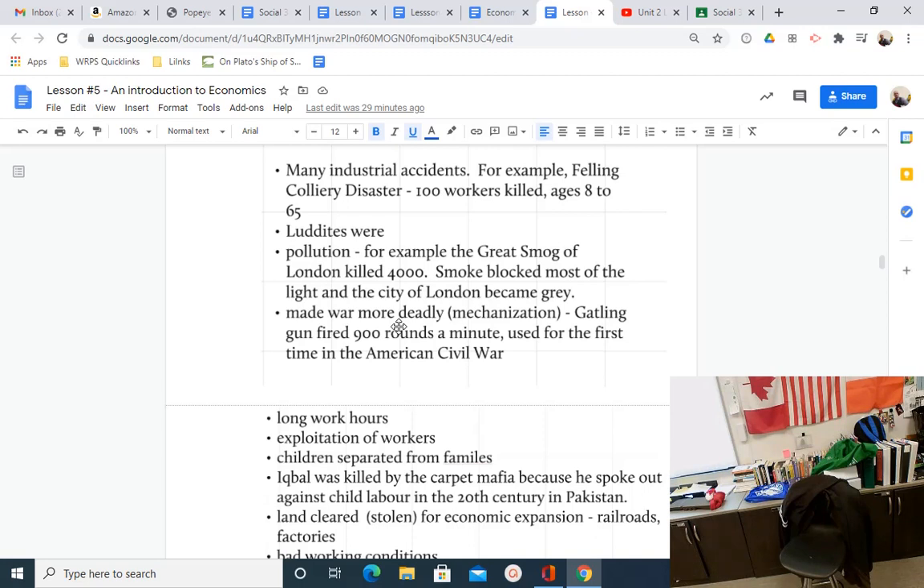It led to an environmental problem, like the Great Smog of London that killed 4,000 people in the 19th century. And some of those things that are invented, like the Gatling gun, I mean, they're awesome. Fires 900 rounds a minute. But because of the Gatling gun, the American Civil War was very bloody. Because the guy with the Gatling gun in the middle of some trees can mow down hundreds of people, just like using a sprinkler. You don't have to be heavily trained to become a soldier that can kill due to the mechanization of warfare.